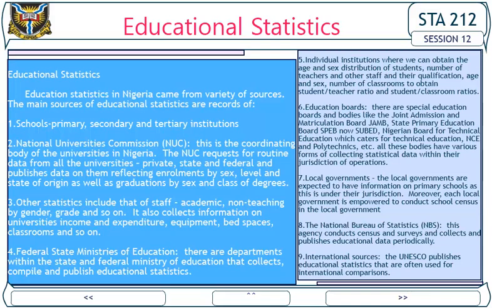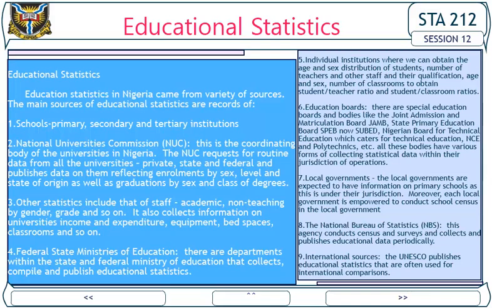3. Other statistics include that of staff, academic and non-teaching, by gender, grade, and so on. It also collects information on universities' income and expenditure, equipment, bed spaces, classrooms, and so on. 4. Federal and State Ministry of Education. There are departments within the state and federal Ministry of Education that collect, compile, and publish educational statistics.